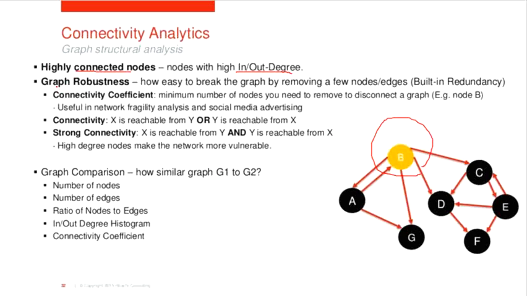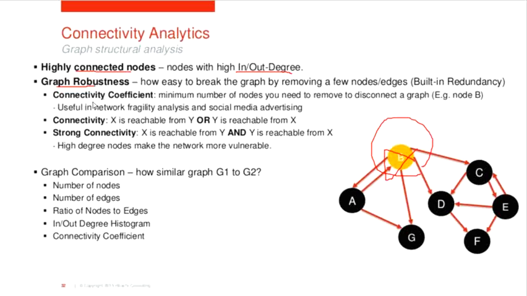Then we check for graph robustness, how easy it is to break the graph by removing a few nodes. So in this scenario, if I simply remove the B node, I'll have two disjoint graphs over here. Okay? So that's another important thing that we need to consider both for social analysis, for the graphical analysis, biological analysis, and all of those. This is something that is of value or importance to us.